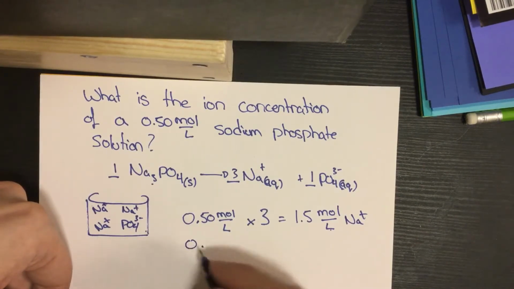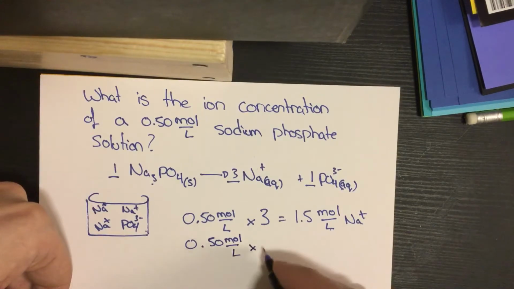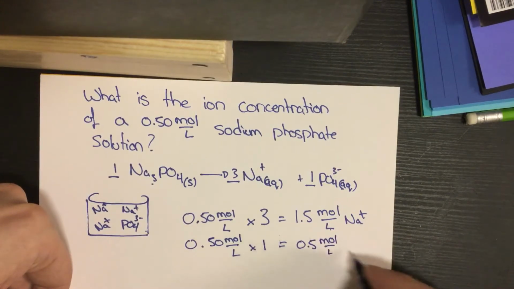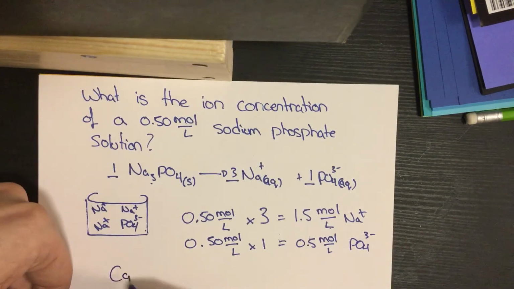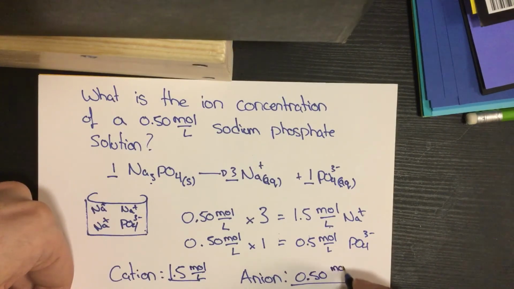Looking at my phosphate, I can go this way times 1 to get 0.5 moles per liter of PO4 3 minus. Most questions will ask you to identify each of these at the end of the equation. And my cation is always my positive, so 1.5 moles per liter, and my anion will be 0.50 moles per liter.